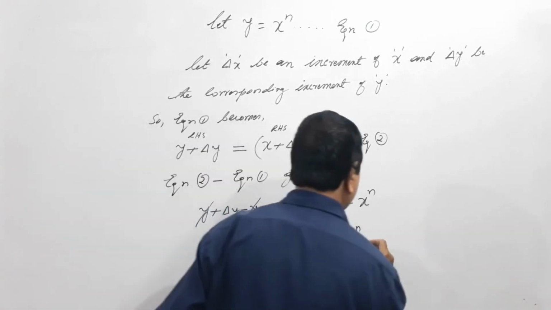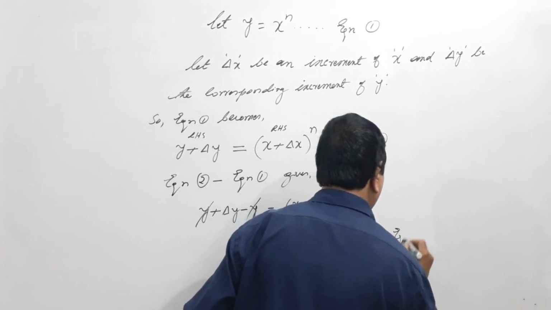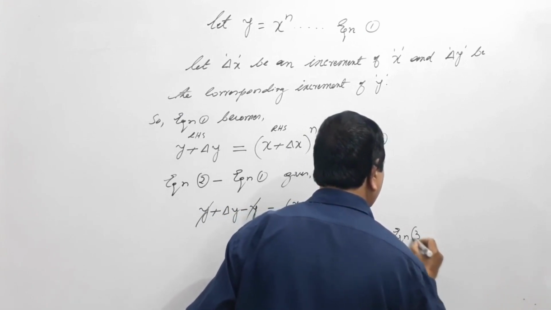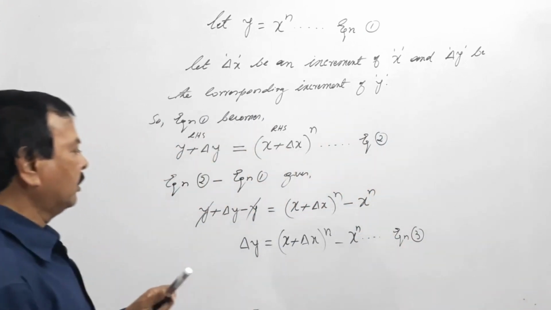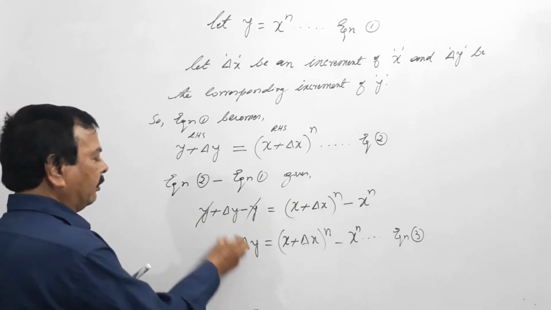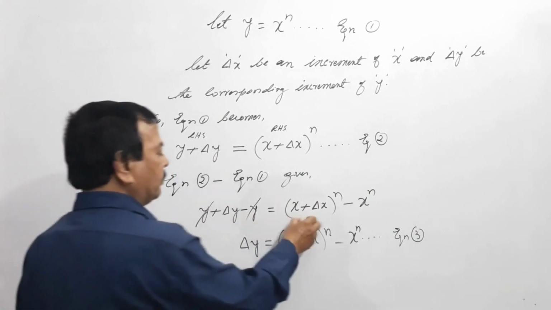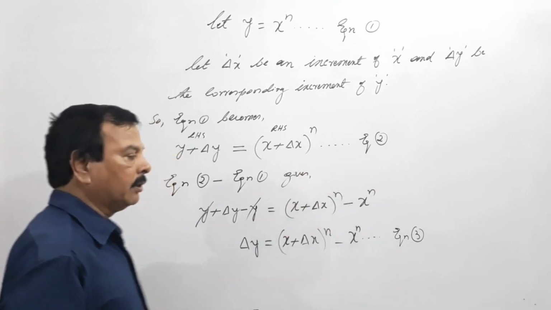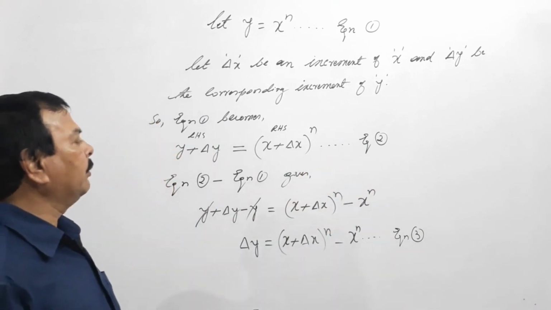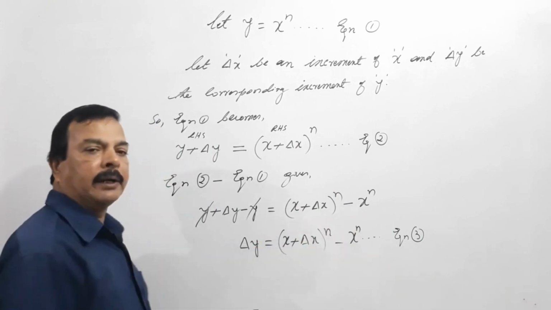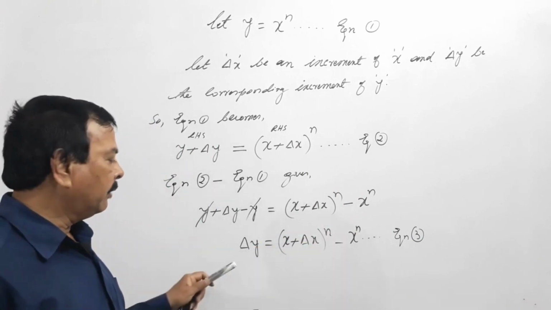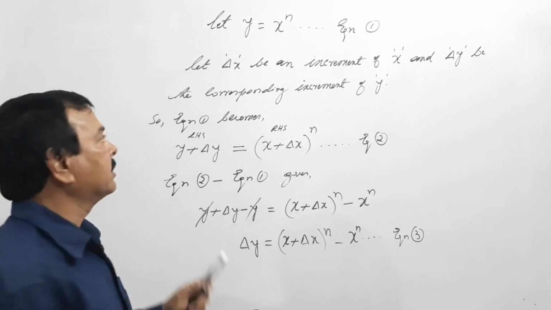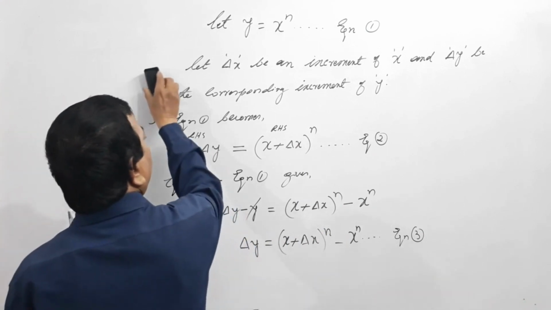I call this equation 3. So y cancels, and you are left on the left hand side with delta y equals x plus delta x to the power of n minus x to the power of n. After this, what I will do is divide throughout by delta x. So dividing this equation throughout by delta x.